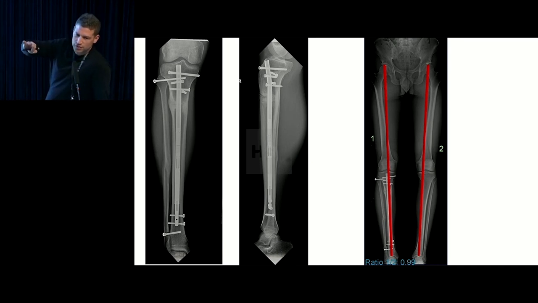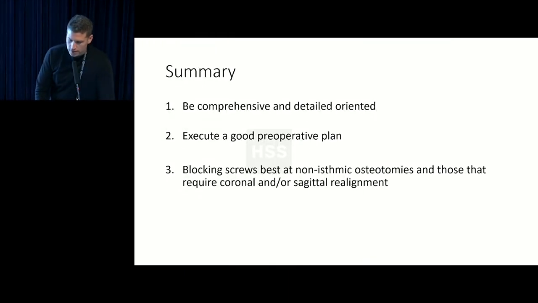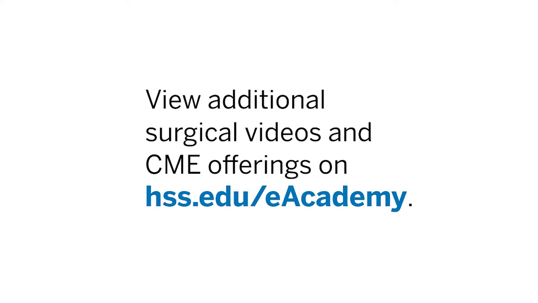You've seen people do surgery. It's not hard. If you want to do it properly, it's difficult, okay? So be comprehensive, be detail-oriented, execute a good preoperative plan. Blocking screws are best at non-isthmic osteotomies and those that require coronal or sagittal realignment. Thank you very much.